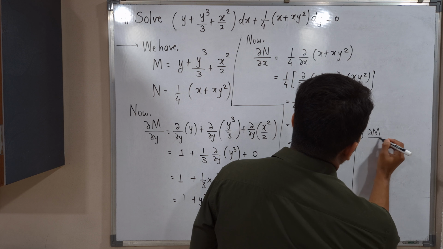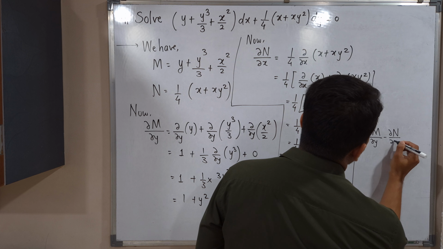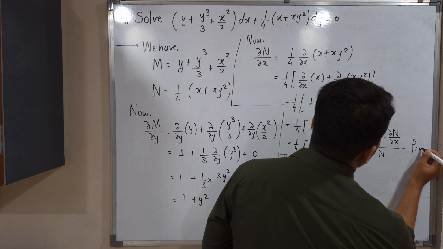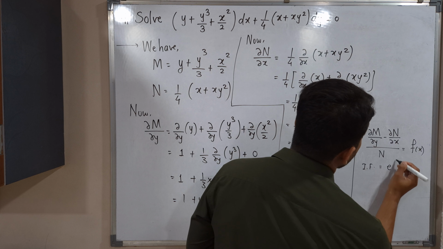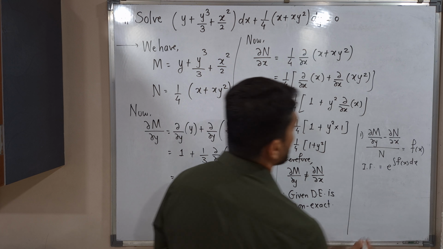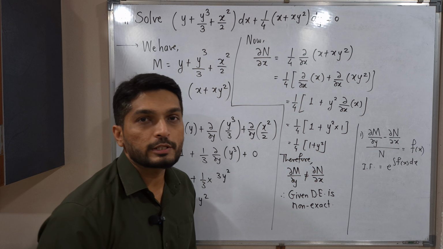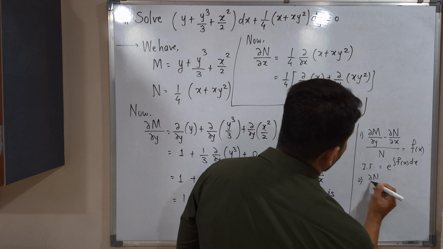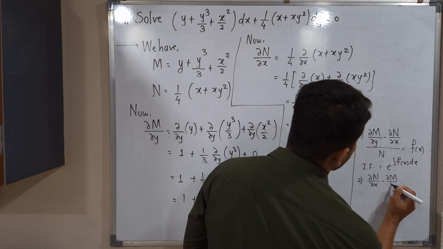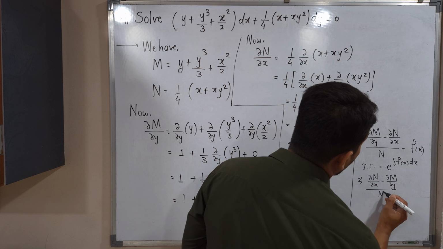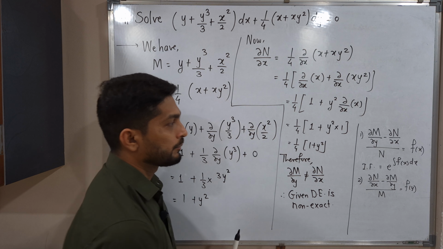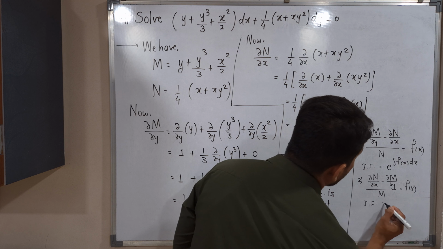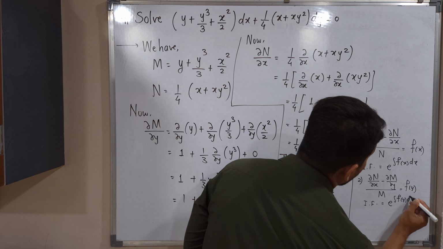If ∂M/∂y minus ∂N/∂x, that means the difference between these two partial derivatives, divided by N, is a function of x, then the integrating factor is e raised to integration f of x dx. Getting the point? If the difference is a function of x only, that means there should not be any y, then the integrating factor is e raised to integration f of x dx. Second method, ∂N/∂x minus ∂M/∂y, that means exactly the opposite thing I have taken. Now I am dividing by M, and here we should get a function of y only. If you get a function of y only, that means there should not be any x, then the integrating factor is e raised to integration f of y dy.